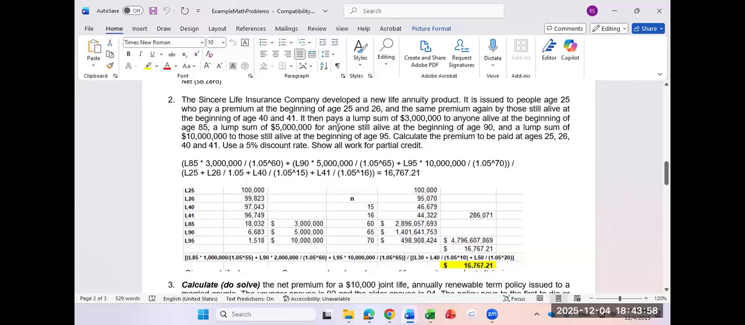All right, so here I named this one after a UTSA player. The Sincere Life Company developed a new life product. Have we done this one before? This one's out there on Canvas.